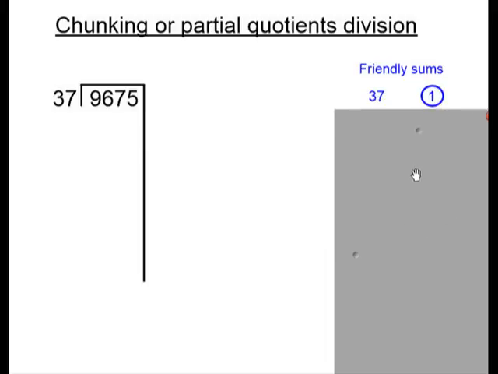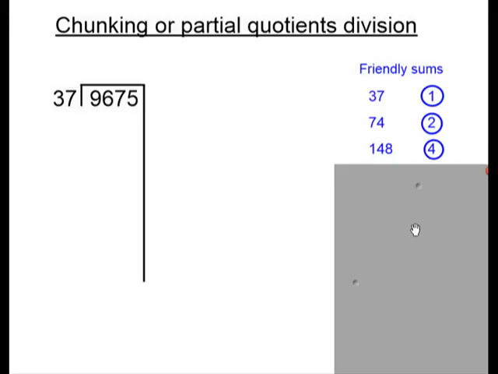1 lot is 37. So 2 lots of 37 will be double 37. Double 30 is 60, double 7 is 14, so 60 add 14 is 74. So 2 lots of 37 are 74. If we double 2 lots, we get 4 lots of 37, so double 70 is 140, double 4 is 8, 140 add 8 is 148. So 4 lots of 37 are 148.